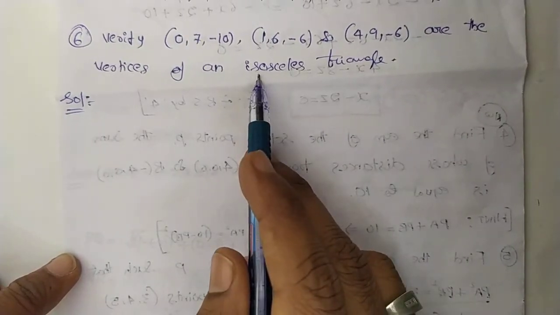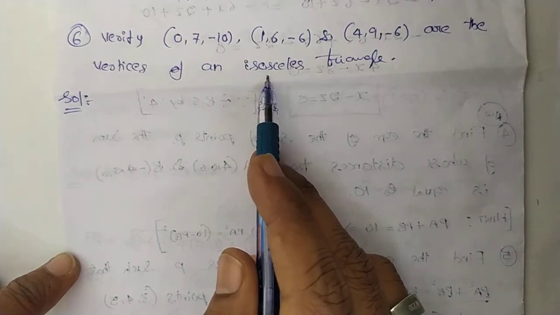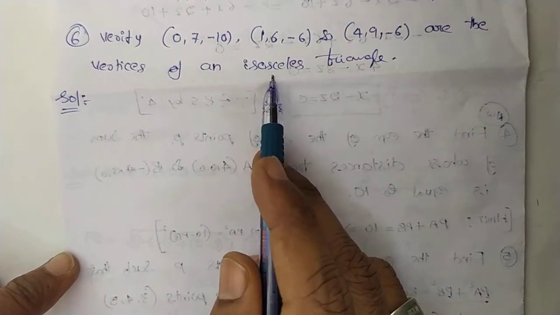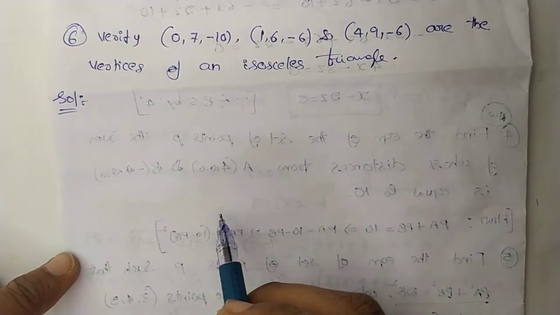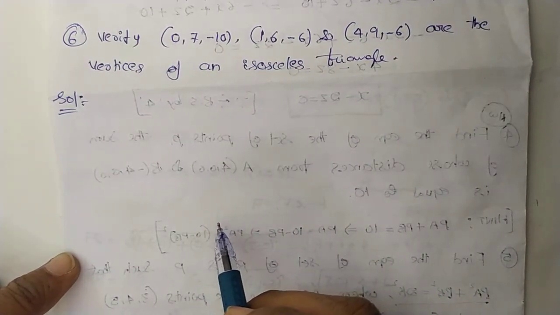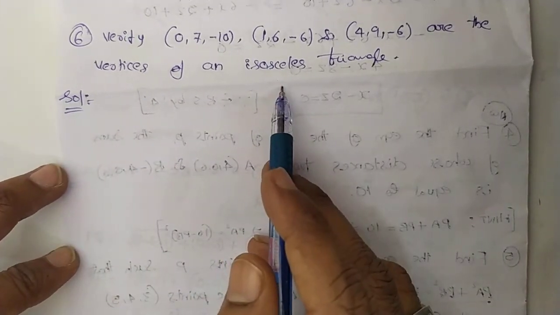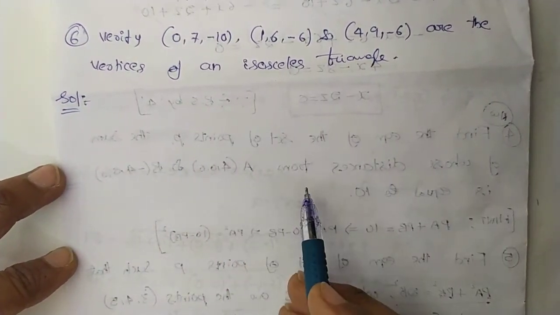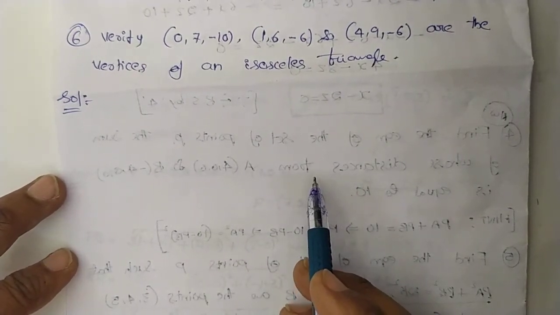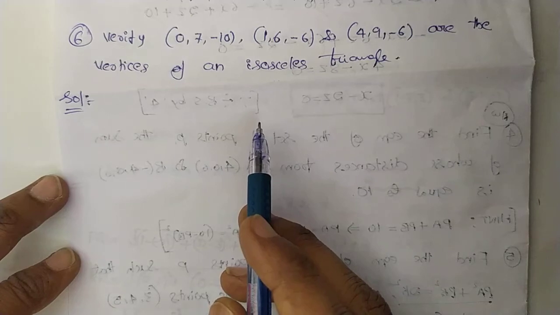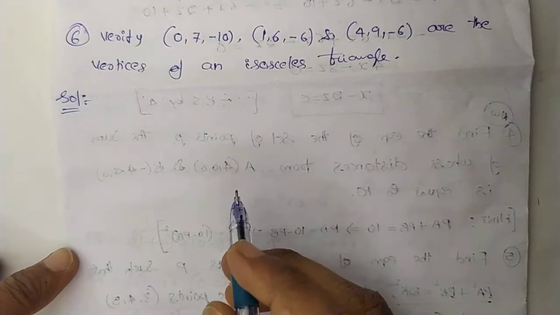Before that, just recall the definition of an isosceles triangle. I already told you about the isosceles triangle in the previous class, in the straight lines chapter itself. An isosceles triangle is what? The lengths of two sides are equal. Then we can say that the triangle is an isosceles triangle.